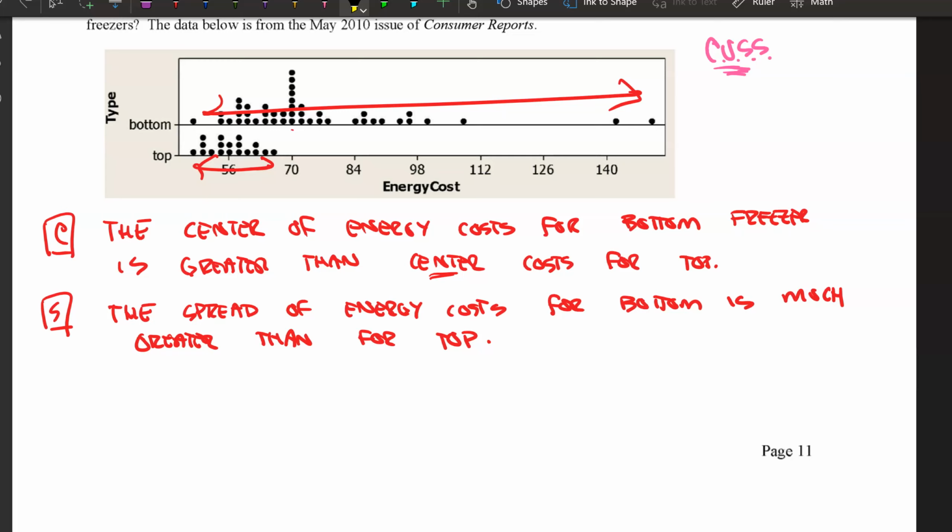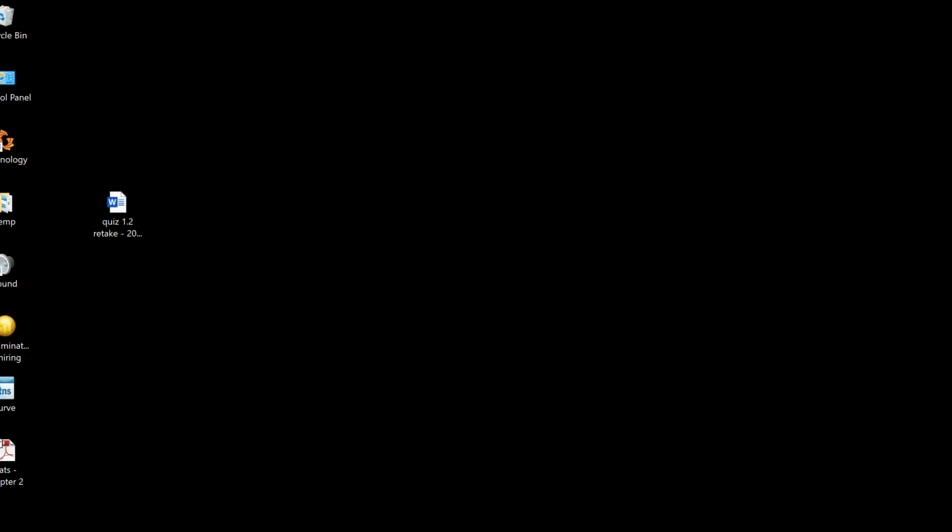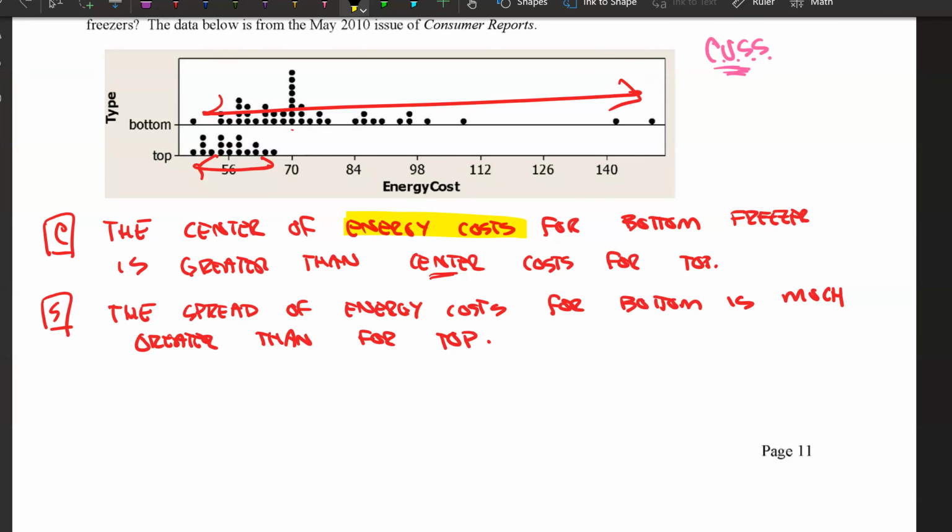In fact, on the AP test, if you are good about context in the first part, you could probably just say bottom is more spread out than top and not really talk about energy costs at all because you have context up here. As long as you have context somewhere, usually you're okay. You've got to be careful with it. You don't want to cut corners and lose points.